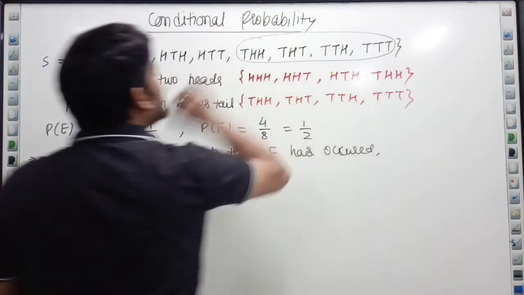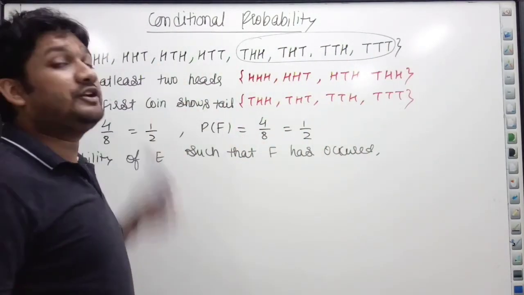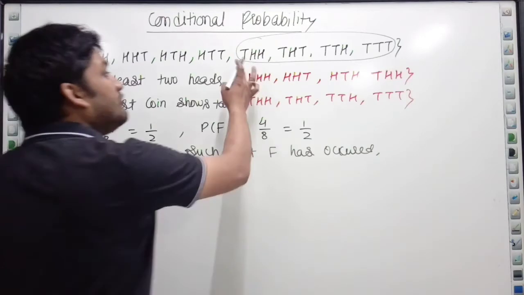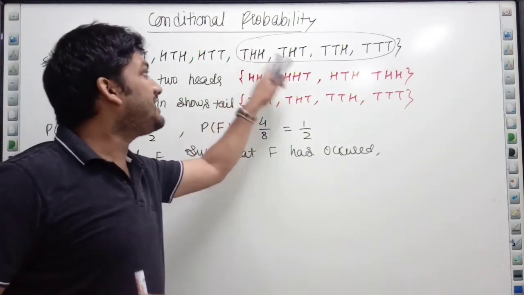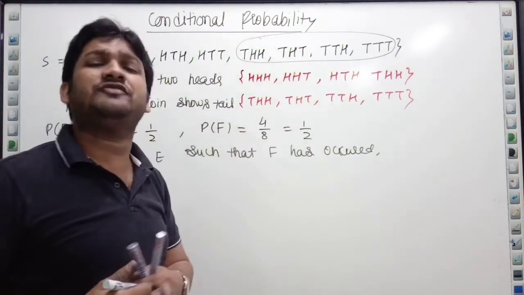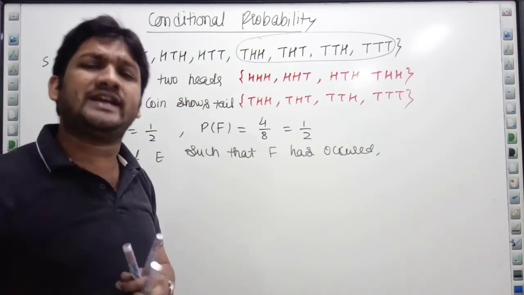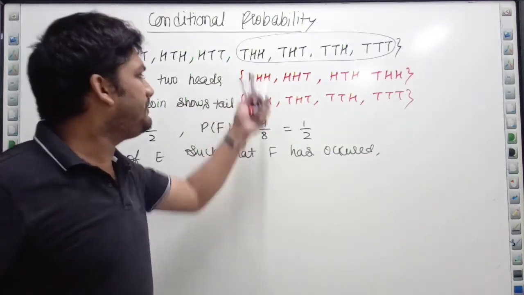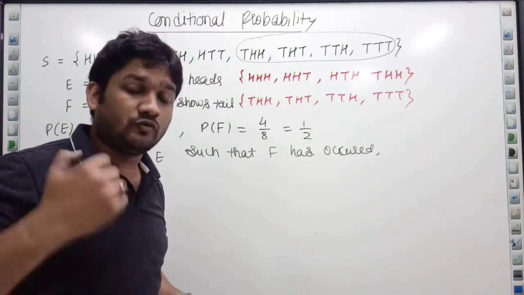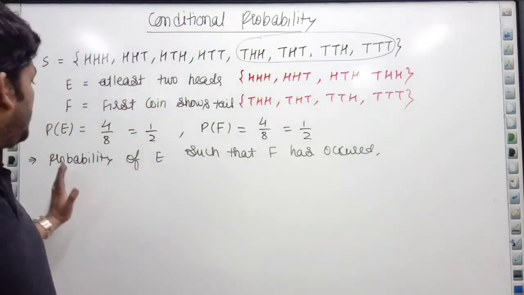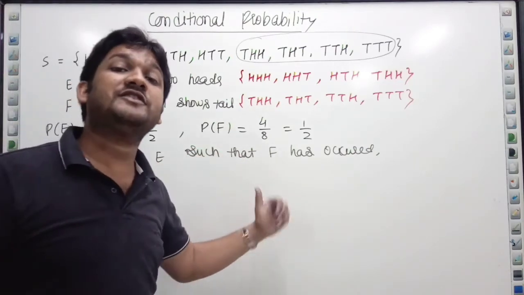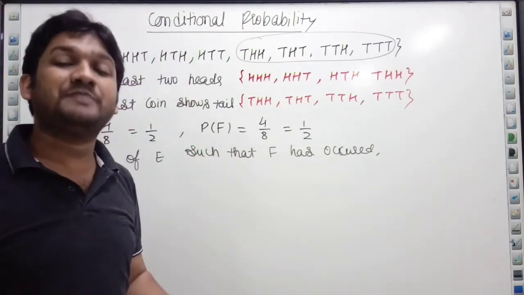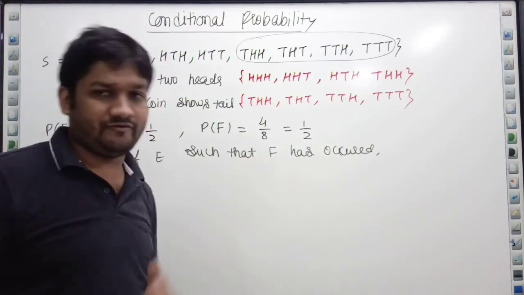Obviously, if I tell you the first coin shows tail, the total sample space will reduce to a new sample space which will contain these 4 elements. Our sample space will be the sample space of F: THH, THT, TTH, TTT. Why? Because we know the first coin shows tail, so total possible outcomes will be these 4. So one thing we have to understand: when we are interested in finding the probability of E such that F has occurred, the sample space will reduce to F.